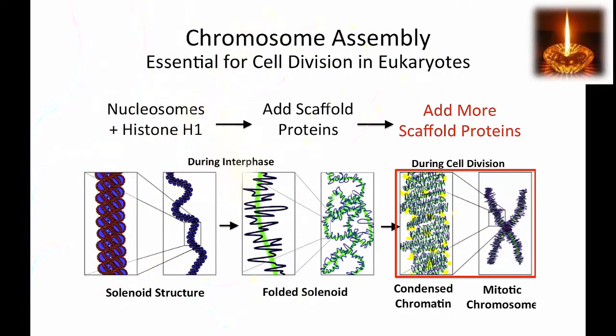So we know relatively little about these additional scaffold proteins that form the highly condensed chromatin that is characteristic of the mitotic chromosome.